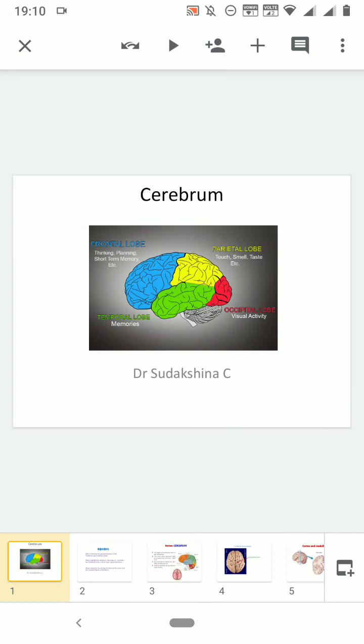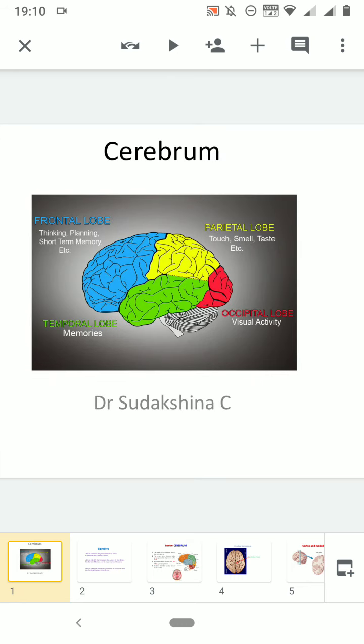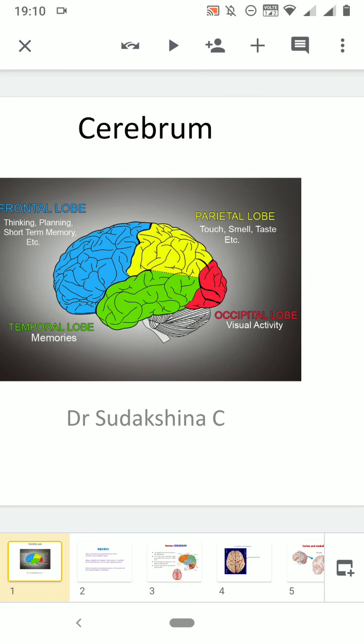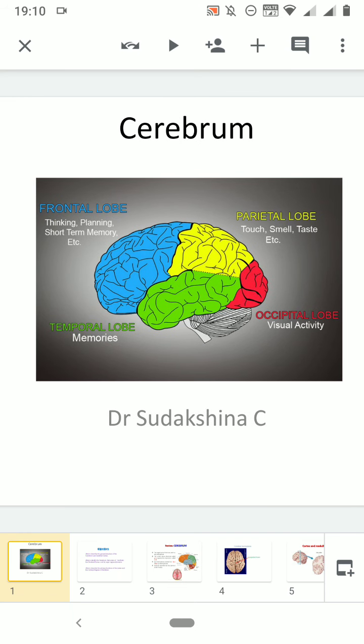Okay, hello everyone. Today we are going to talk about the cerebrum, which is the largest and the most conspicuous part of the human brain. I am Dr. Sudakshina. As you know, the cerebrum controls a lot of higher mental functions. It is also very important for intellectual functions, judgment, memory, and for visual activity and also auditory functions, smell, taste, speech, etc.